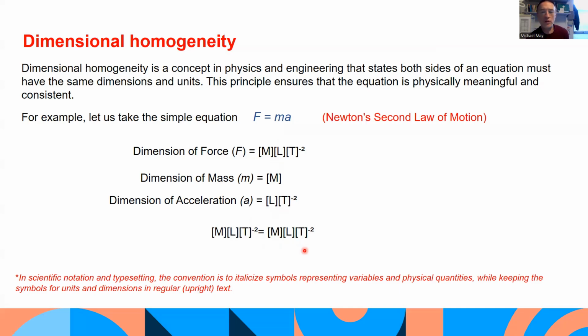Now, if your equation does not have dimensional homogeneity, it's going to be wrong. If it does have dimensional homogeneity, it still could be wrong because the maths has to be right.